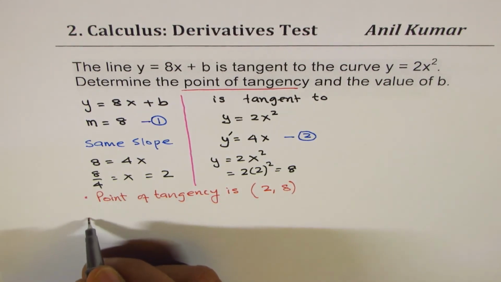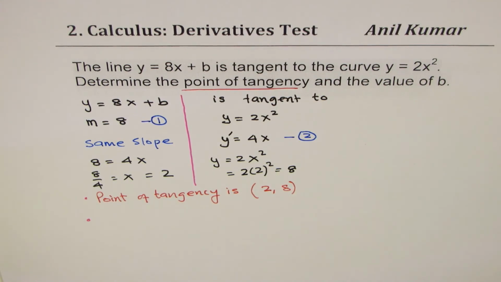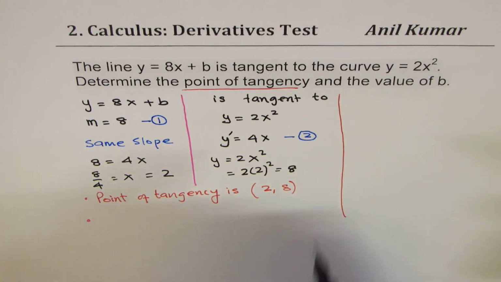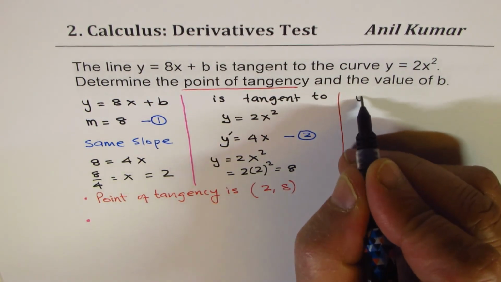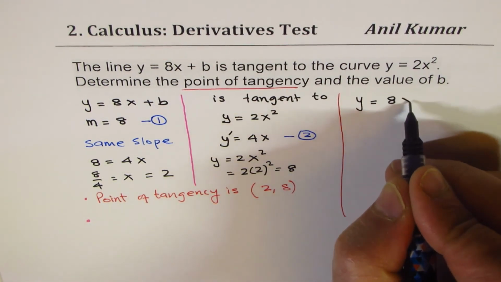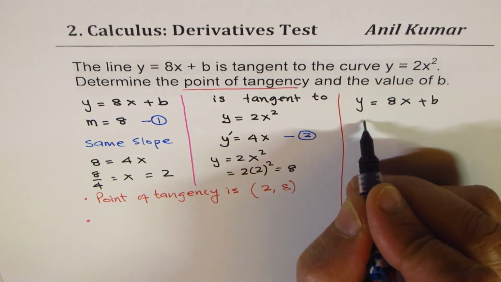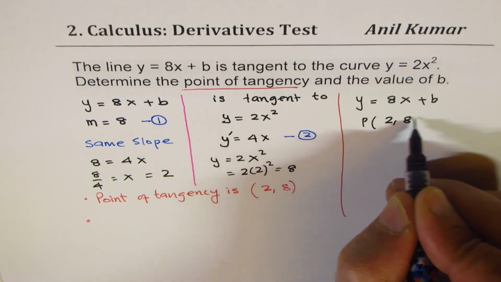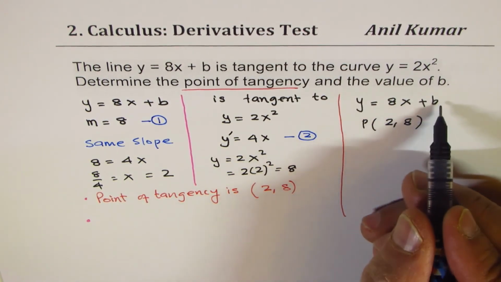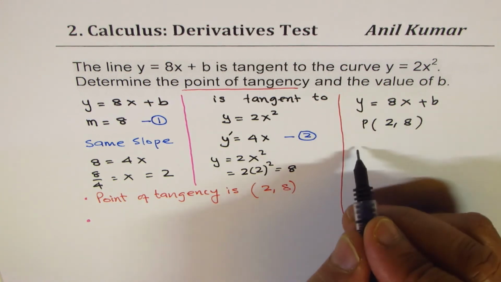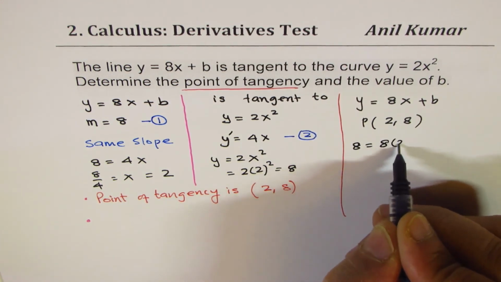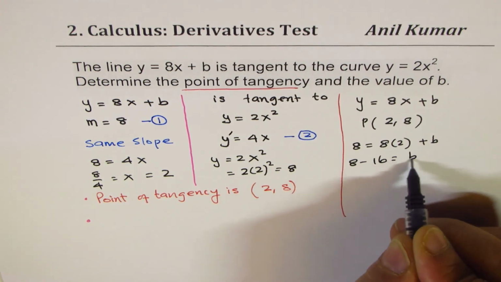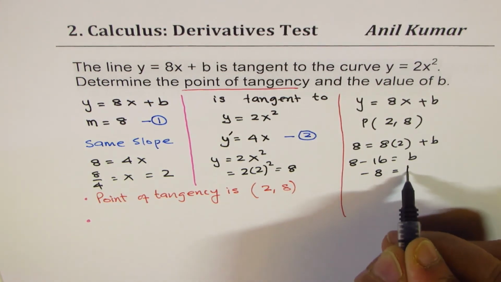Now second part of this question is, let's do it on the right side, find the value of b. So we know y equals 8x plus b, and we know that the point which is common to both is 2, 8, right? Substituting this point, we get the value of b. So it is 8 equals 8 times 2 plus b. So 8 minus 16 is b. So minus 8 is the value of b, right?